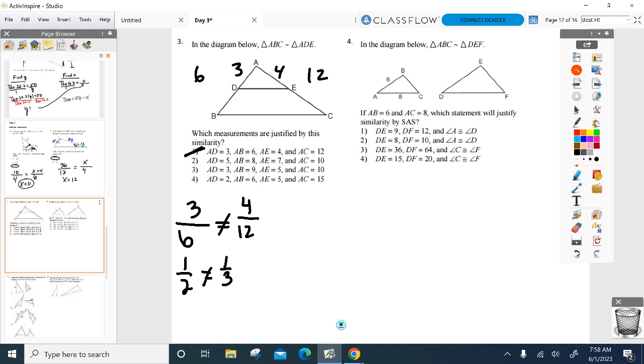Three of them, they're not in the same ratio. One of them, they are. Everybody find it? Go ahead, Iris. 4, yep. 2 over 6 equals 5 over 15. 1/3, 1/3. Good work.